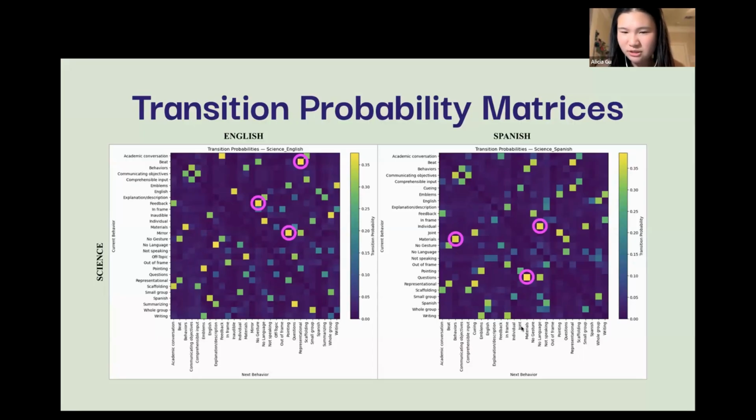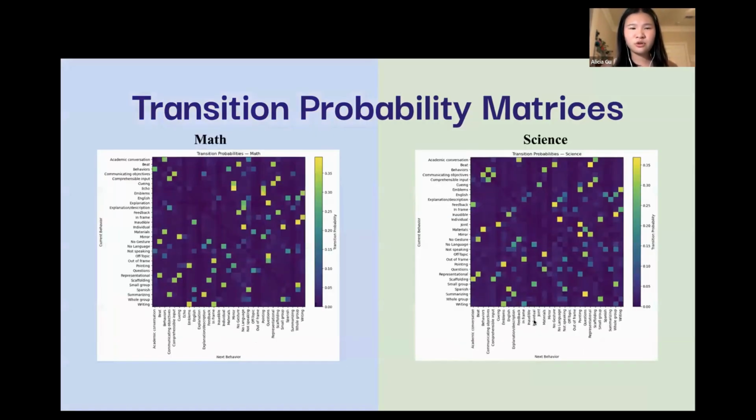Similarly, from question to materials, and from individual to no language, which again maybe indicates silent independent work. So overall, this is from all of the math from both science and English, and this is from both the Spanish and English instruction for science, just to examine some differences between the two subject matters.